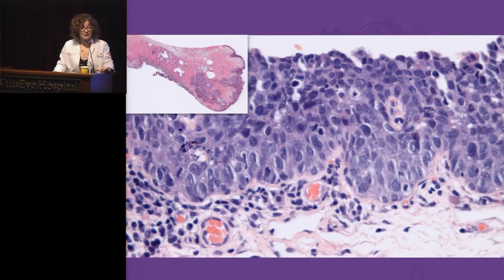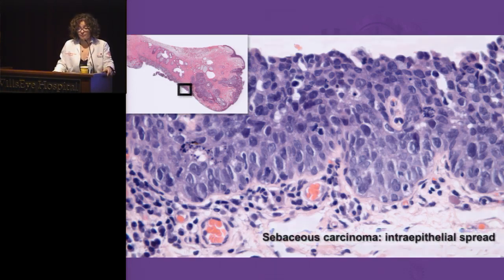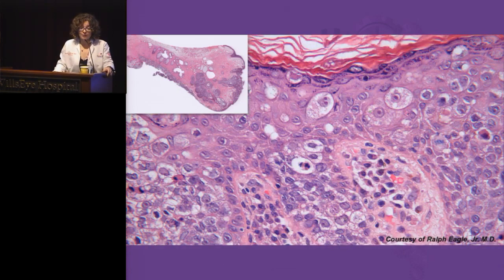Very characteristically, sebaceous carcinoma is going to involve the epithelium of conjunctiva, and that's why it looks like conjunctivitis. Here, it replaces conjunctival epithelium. And it can also involve the adjacent epidermis in a pagetoid fashion.